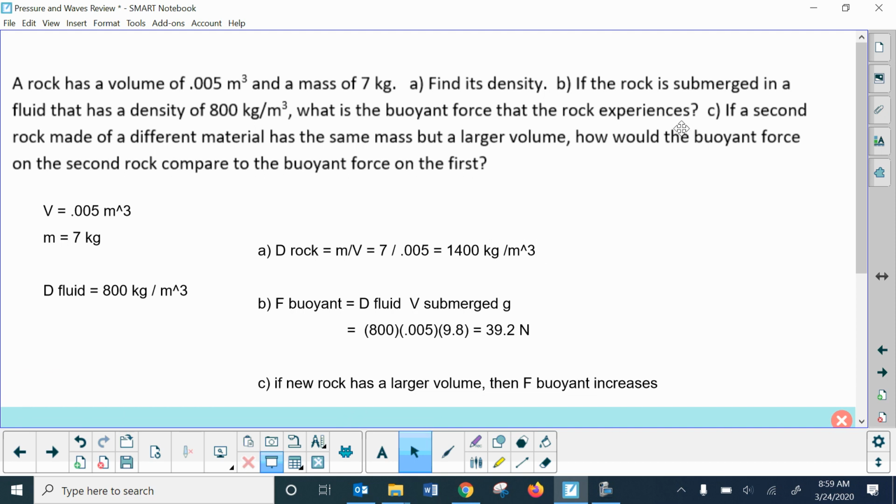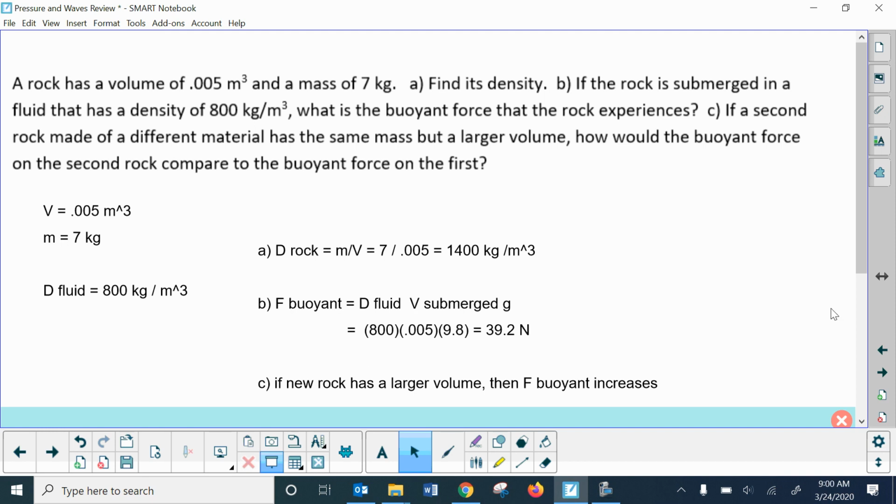The third part of this question asks if you had a second rock which is made of a different material, it's the same amount of mass, so it's still 7 kilograms, but the volume increased. How would the buoyant force act on this? So if the new rock has a larger volume, that means that your volume submerged is getting bigger. So this 0.005 is becoming a bigger number. So the buoyant force is also going to increase, because if you multiply it by a bigger number, then the output, the buoyant force, is going to also be bigger.